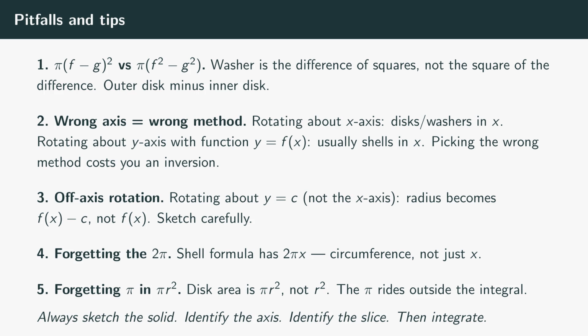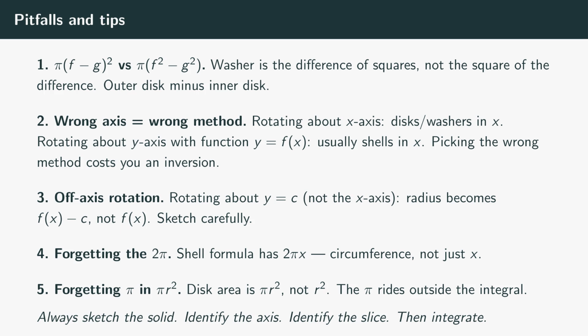If you're rotating about the x-axis and your function is y equals f of x, disks are cleaner. The wrong choice forces you to invert the function, often with square roots. 3. Off-axis rotation. If you're rotating about a horizontal line, y equals c, that isn't the x-axis, the radius of each disk is the distance from the curve to that line, f of x minus c. Many students just write f of x out of habit. Sketch the picture so you can see the radius.